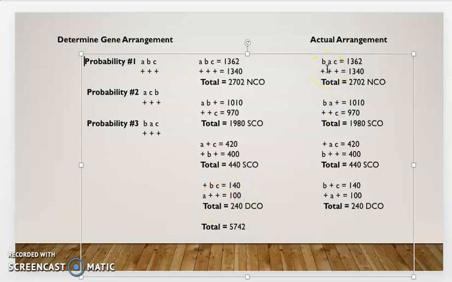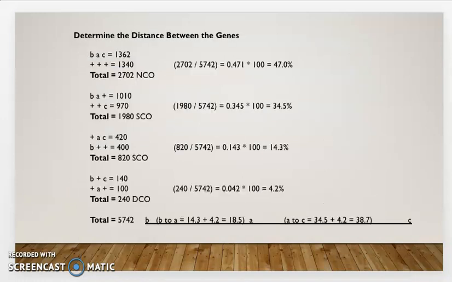So the new actual arrangement is BAC, and then again with our second grouping here of our single crossover group, 2 groupings, we're going to switch the A for the B, and then we're going to switch the plus for the A. And this gives us our actual sequencing arrangements. In our next slide, we will determine the distances between the genes.